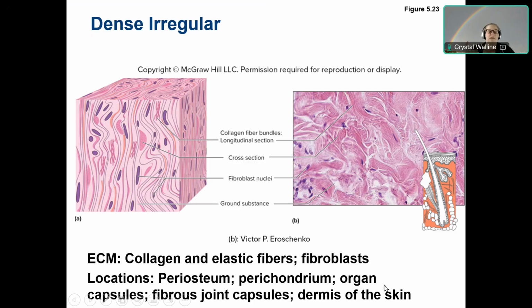You can also find this tissue in organ capsules, in your joint capsules, and in the dermis of the skin. And you see an example of that here. This is showing the dermis, this kind of orange second layer of the skin.